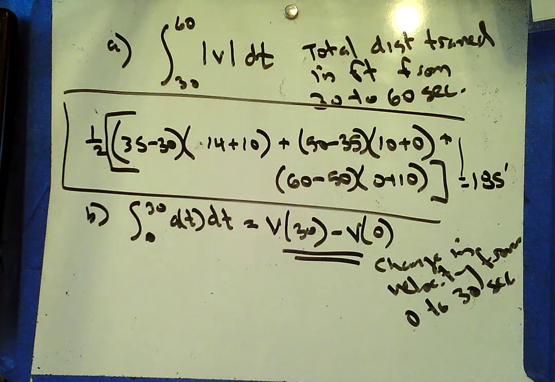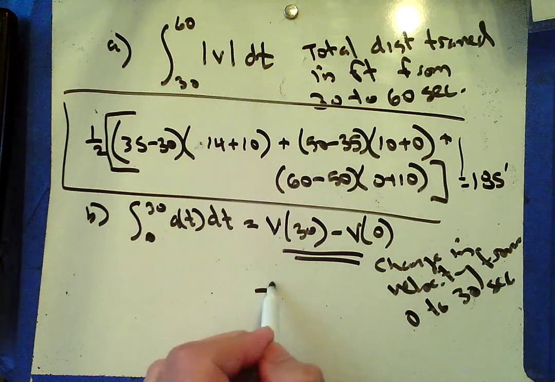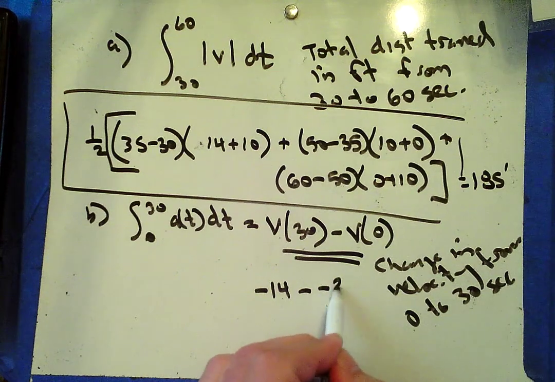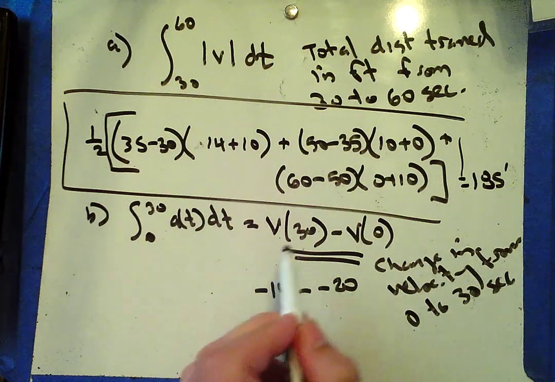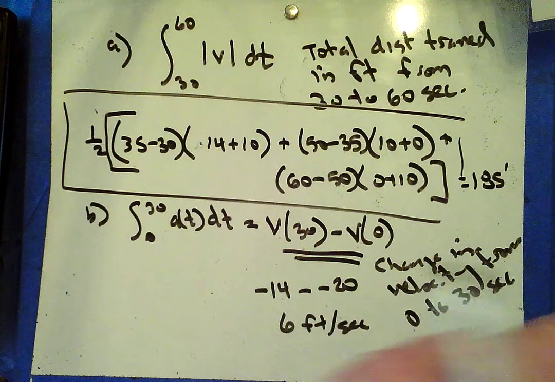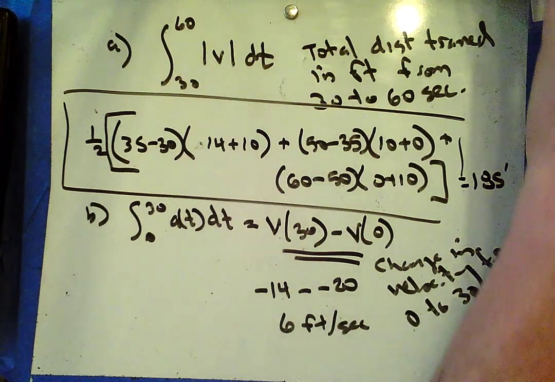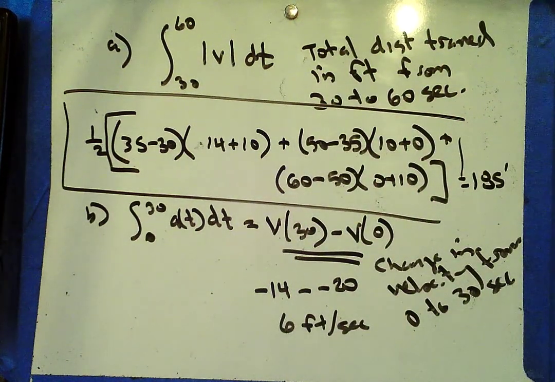Okay, do they want us to figure it out? Find the exact value of this. Oh, well, I just need v of 30, which is negative 14, and v of 0, which is negative 20, and so I end up with 6. And the units here are velocity units. These are feet per second. We want 6 feet per second for part B. Okay. Oh, I didn't get a wiping towel.